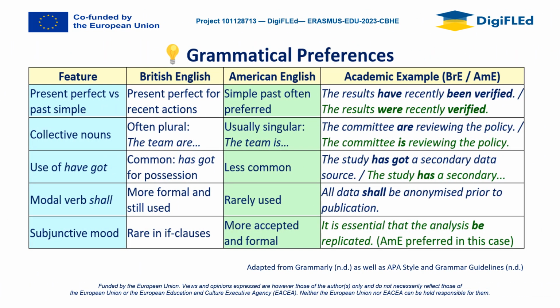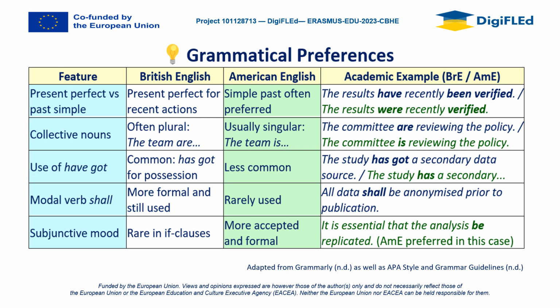Grammatical conventions differ subtly but importantly. British English tends to use the present perfect tense to describe recent actions, for example, the results have been verified, whereas American English often employs the simple past, the results were verified. Collective nouns are usually treated as plural in British English, such as the committee are meeting, but singular in American English, the committee is meeting.